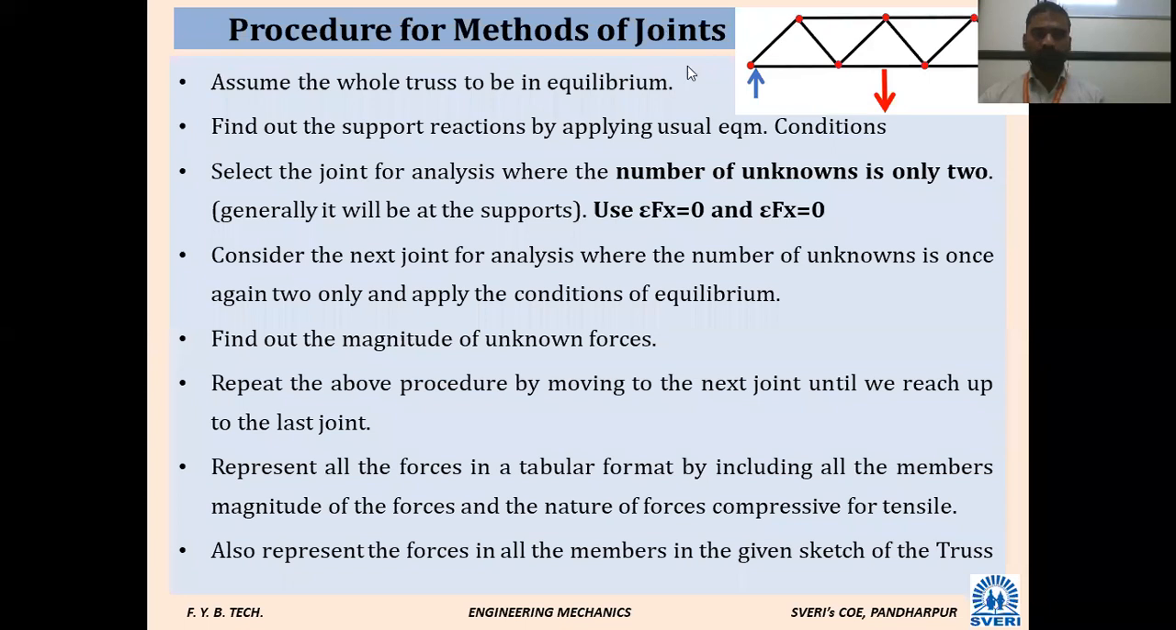How to find out the method of joints? First of all, think that a plane truss is given, loaded and with support conditions. Either it will be a pinned or hinged end support or a roller support. Assume the whole truss to be in equilibrium. Find the support reactions by applying the usual equilibrium conditions, which you have already studied.